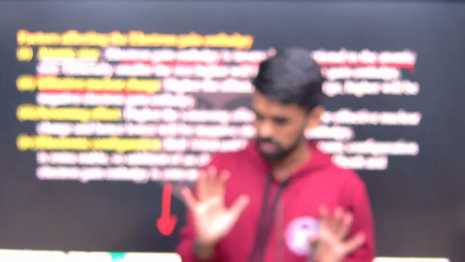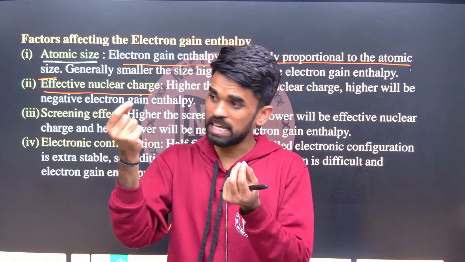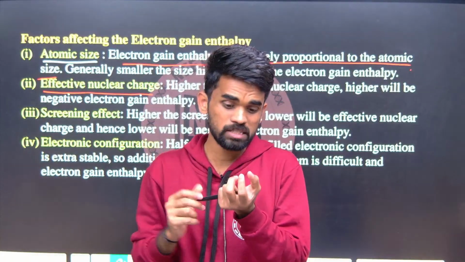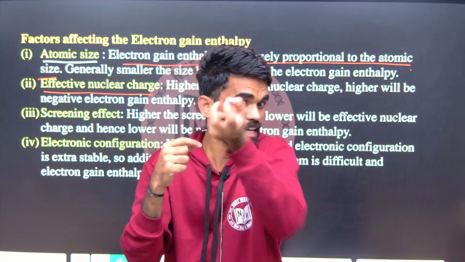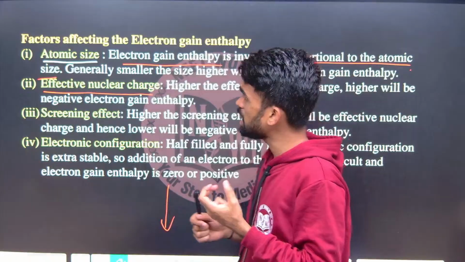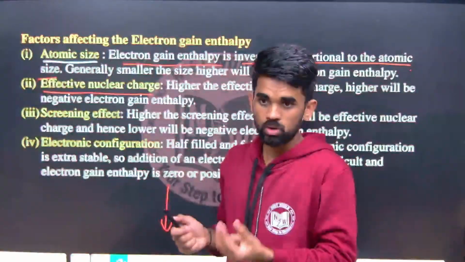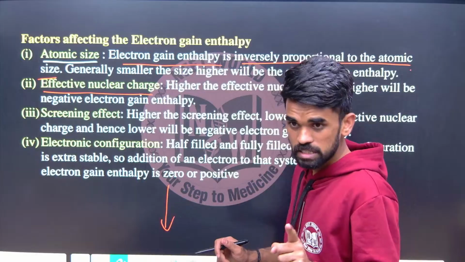Just listen. I have a small atom and a large atom. Who will gain the electron easily? The small atom. Why? It has more nuclear charge, so the tendency to attract that electron will be more. So the tendency of gaining an electron is more for smaller atoms. Down the group, the tendency to gain the electron decreases. Remember this.